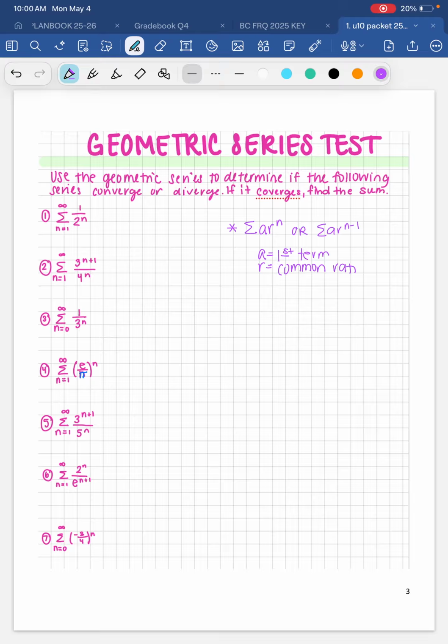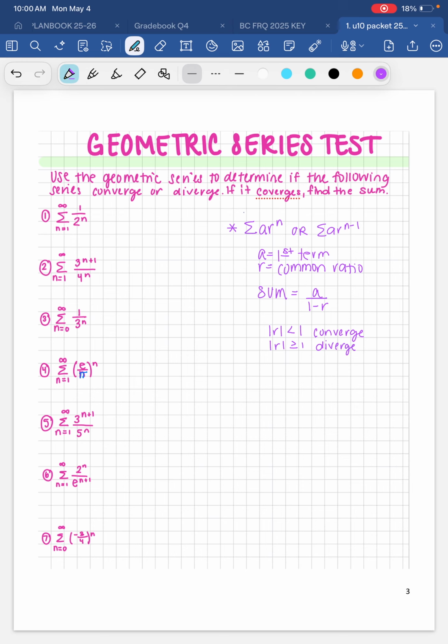And a geometric series is one of the only few series that we can figure out what it converges to, not necessarily just that it converges, but it converges to the sum, which is a over 1 minus r. So I'll show you a few of those. And the conditions are if the absolute value of r is less than 1, we're going to converge. And if the absolute value of r is greater than or equal to 1, we're going to diverge.